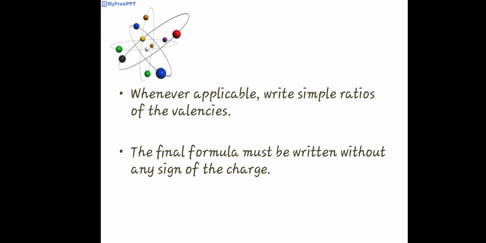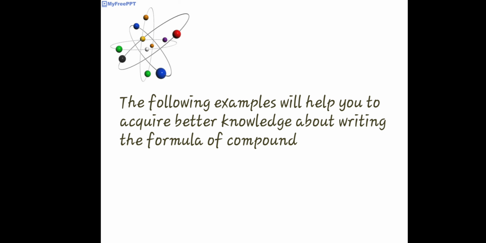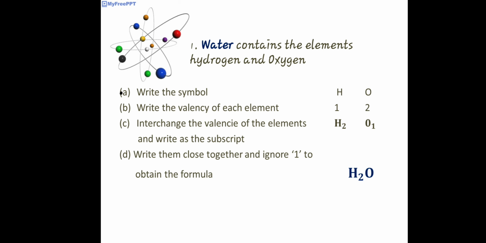The final formula must be written without any sign of the charge. Like I said a while ago, even though the valence number has charges, it is not applicable to use them. So set aside the charges for now because they are not needed yet. I have here some examples for you to know how to write a chemical formula. These are the following examples. It is actually very easy from the steps.